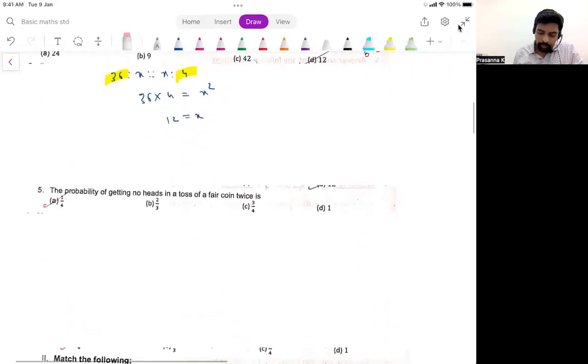Then fifth question, the probability of getting no heads in a toss of a fair coin twice. So when you toss a coin twice, the sample space will be HH, HT, TH, TT. So number of outcomes are 4. Out of 4 outcomes, only in one outcome we don't have heads. That's what we need, right? So probability of not getting heads. Therefore, 1 out of 4, 1 by 4 is the answer.